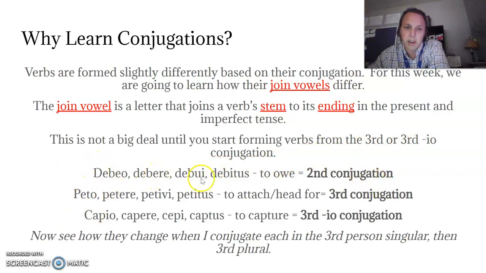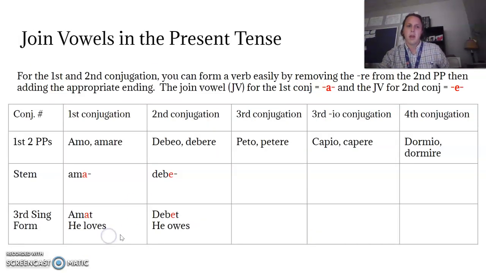Debeo, debere for second, EO, ERE. Peto, petere for third, EO, ERE. And then capio, capere, third IO, which is third IO because it has IO, ERE. Now let's look at conjugating different verbs. And when I say conjugate, I mean we're going to add some endings on. We're going to form some verbs. And I'm going to show you why knowing a conjugation is important to alleviate some confusion.